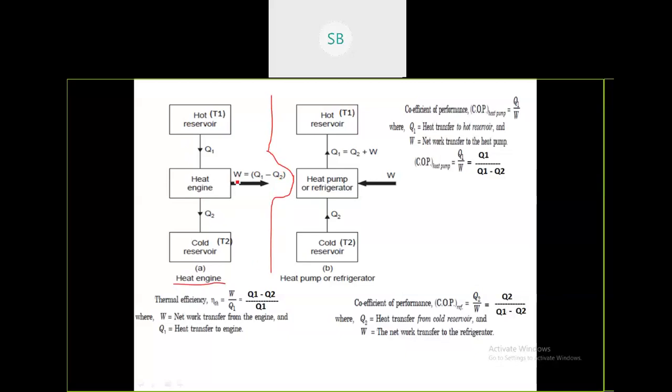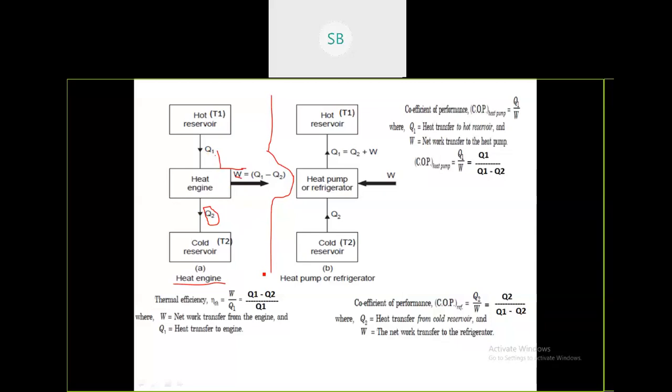What does a heat engine do? It converts heat into useful work. It takes heat from a hot reservoir, or a high temperature reservoir, in the form of Q1, converts some of the heat into useful work, and the remaining heat is rejected to the low temperature reservoir, or the cold reservoir. So this is the heat engine, and this is the work of a heat engine. It converts heat into useful work.